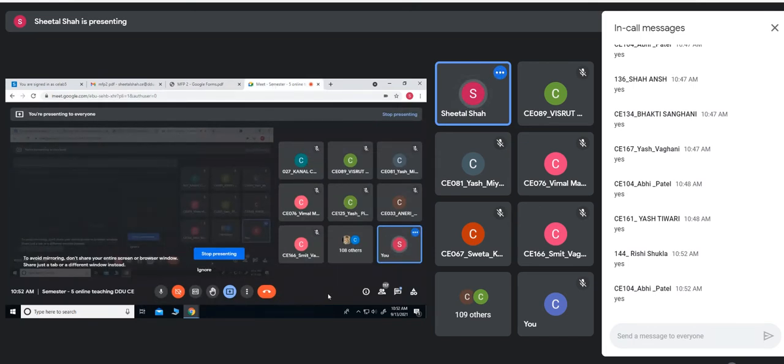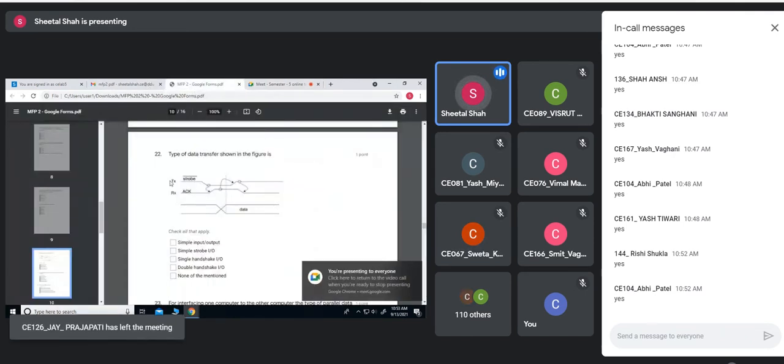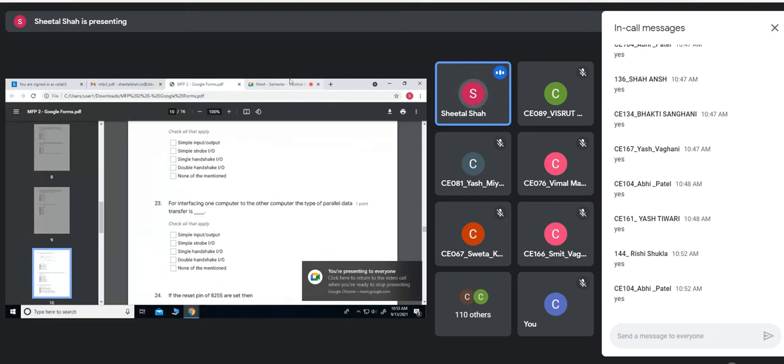Are you getting this? In single handshake, as the strobe signal is provided, the data is also placed onto the bus. Whereas in double handshake, first it takes consent from the other end, asking whether it is ready to accept the data. If it is, then it starts transferring the data. So this is an example of a double handshake signal. Hope this is clear, everyone.